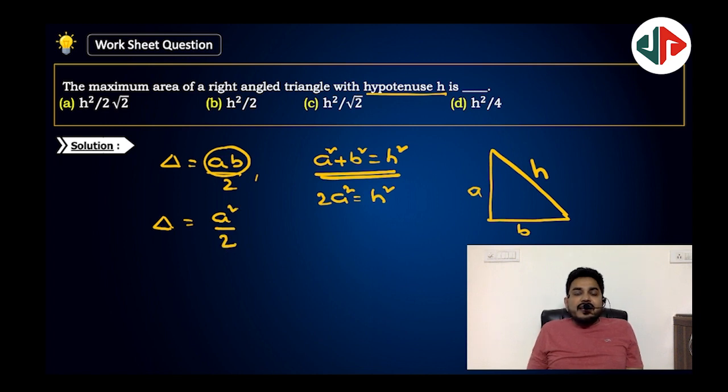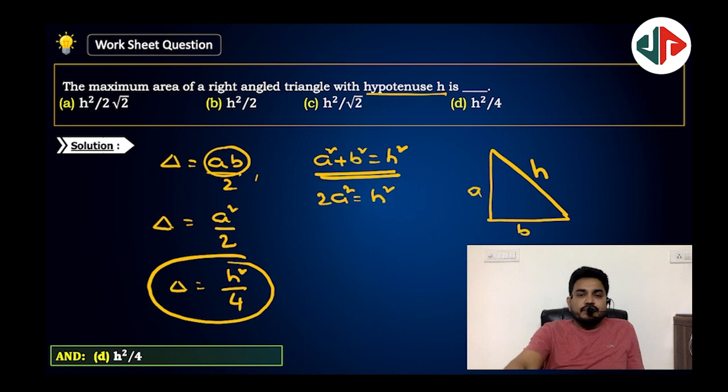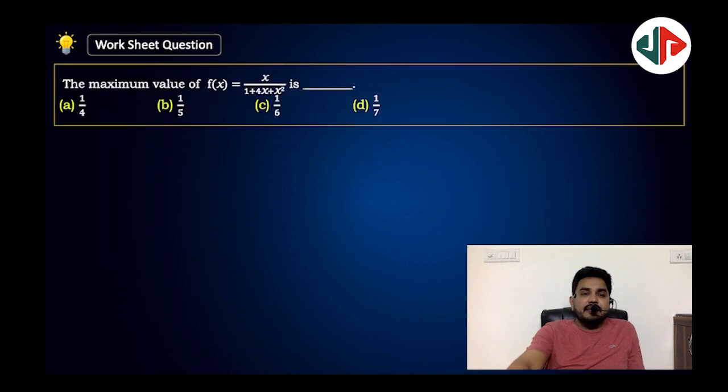So delta will be equal to A square by 2, which is going to be H square by 4. The maximum area is going to be H square by 4. It means it's typically an isosceles right angle triangle.